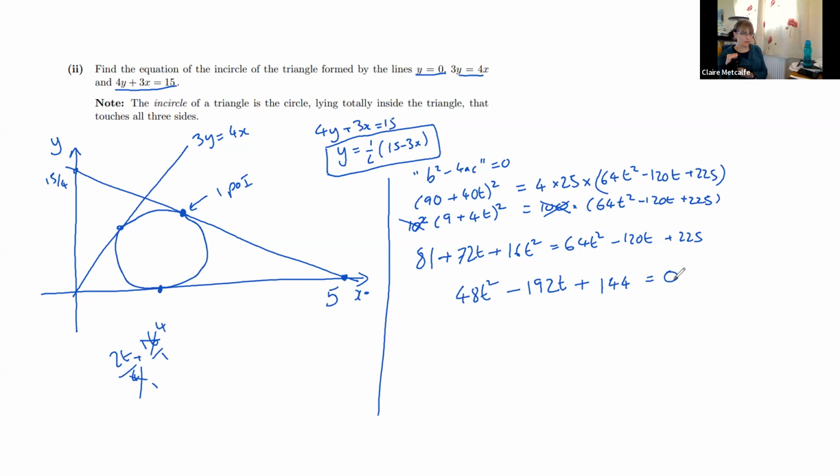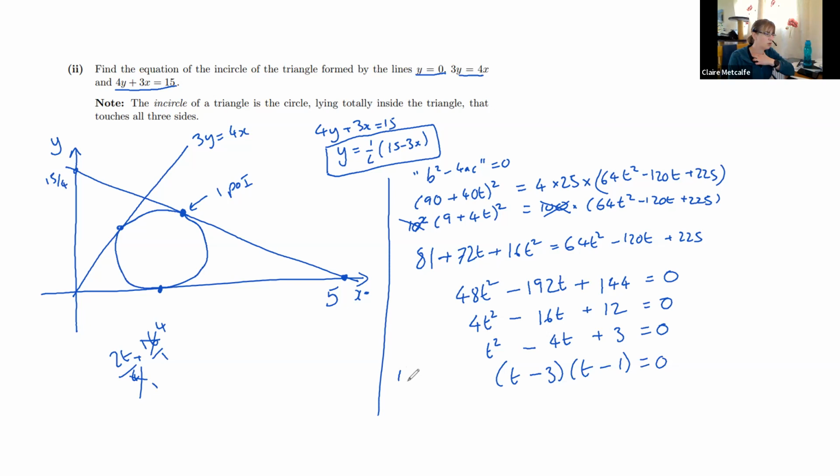I think I can actually do some dividing here. I think all of these are divisible by 12. So if I divide by 12, they're probably divisible by something a bit bigger, but let's divide by 12 first. 48 divided by 12 is 4. 192 divided by 12. Well, I know that 180 divided by 12 is 15, so this makes 16. And 144 divided by 12 is 12. Okay, now I can divide by 4. So I'm going to get t squared minus 4t plus 3 equals 0. Okay. Then this gives me (t minus 3)(t minus 1) equals 0.